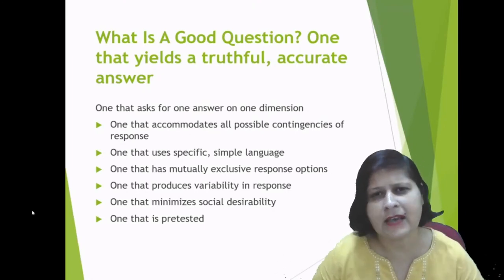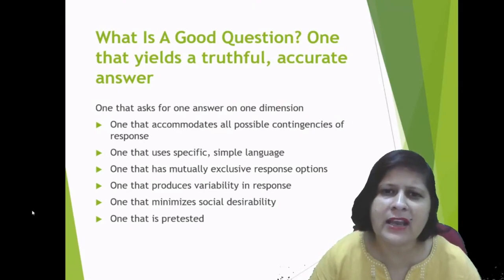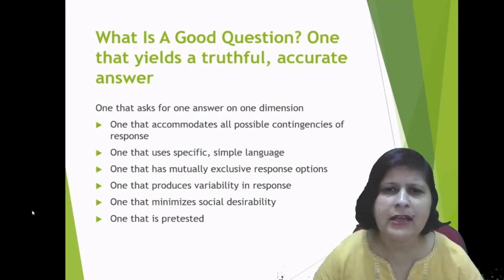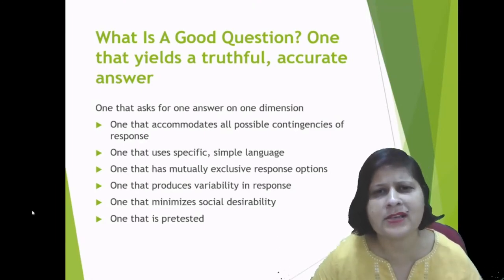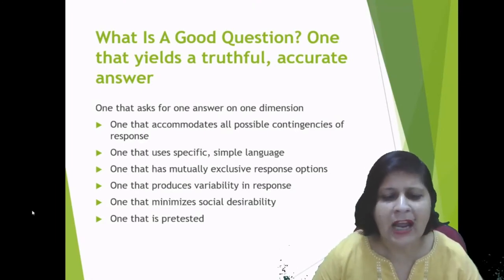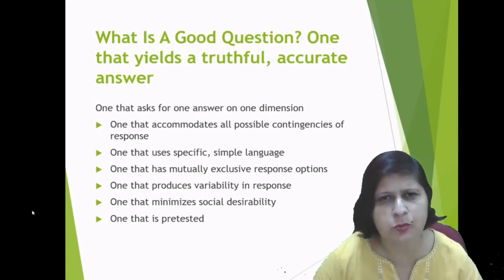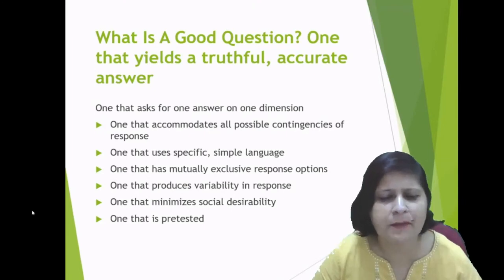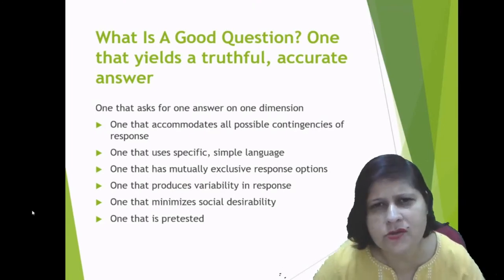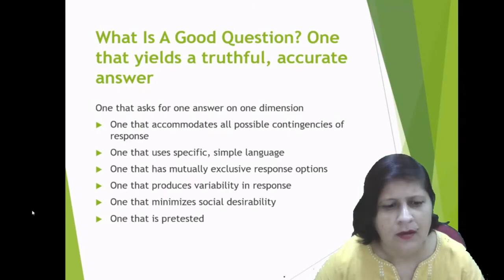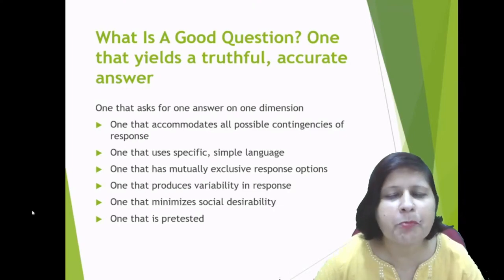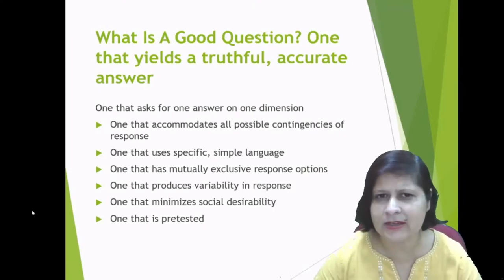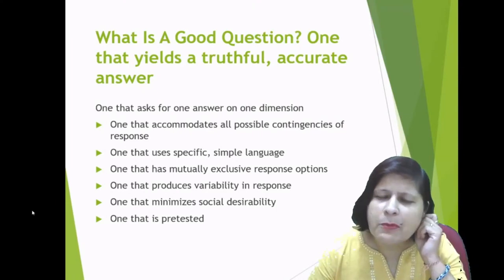Agree, disagree, strongly agree, strongly disagree, neither agree nor disagree. Choose one. It should be mutually exclusive. One that produces variability in response. Ask the questions in a way that produces variability in response. One that minimizes social desirability, and one that is pre-tested. Your questionnaire should be pre-tested.